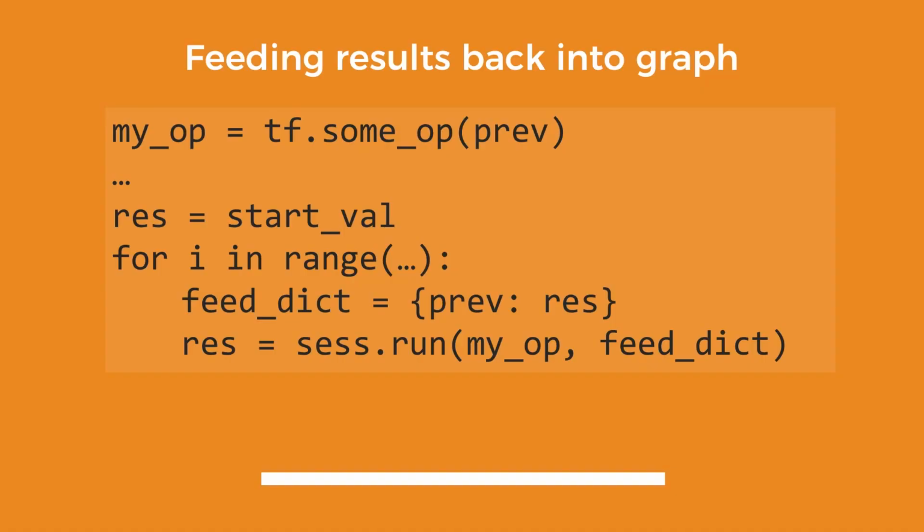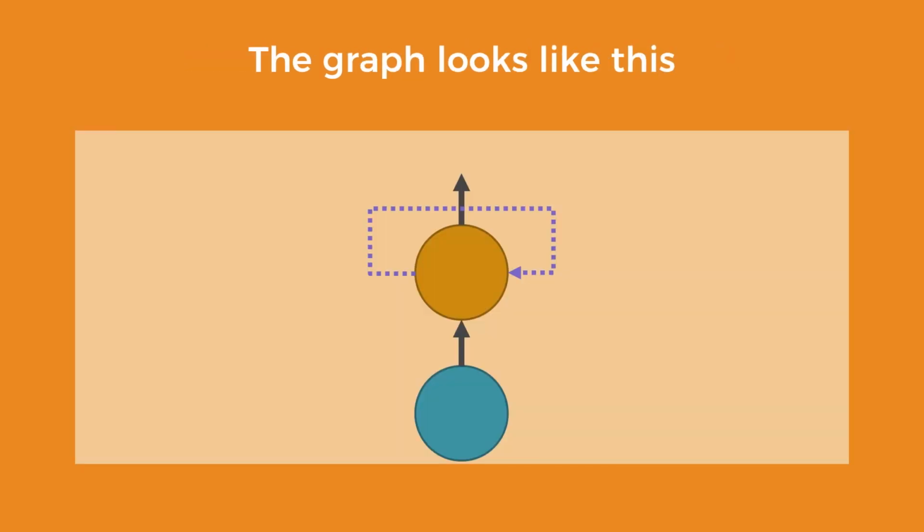There we go. So just an example of feeding results back into the graph itself. Basically, we have one operation or some set operation. We have some starting value, and then we loop over and over again, feeding the end result back into itself until we finish our loops and we're happy with the final result. That's one way we might do it using Python loops. Basically we're doing exactly that, and that graph looks like this.